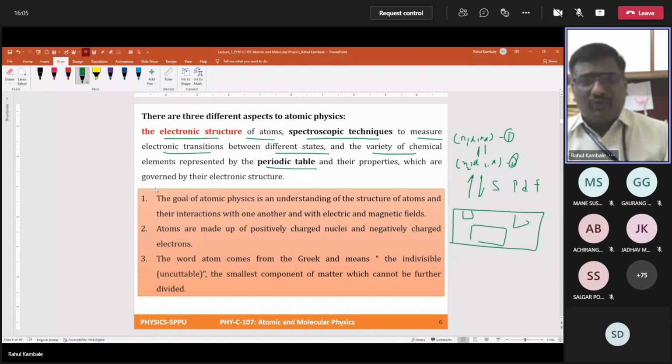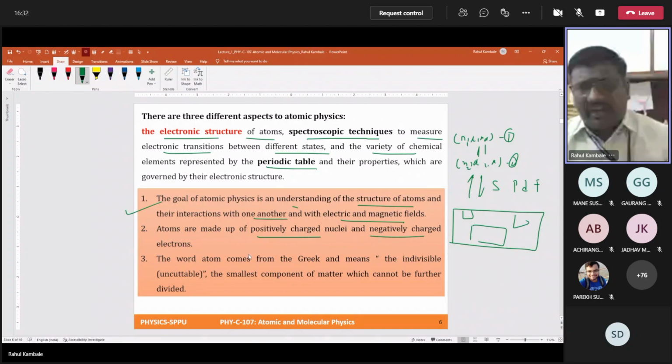What is the goal of atomic physics? Of course, it is understanding the structure of atoms and their interaction with one another. And as I mentioned in the introductory syllabus slide, how atoms respond to electric and magnetic fields. Now, what is the constituent of an atom? There are positively charged nuclei, then negatively charged electrons. Atom is a Greek word, atomos, meaning uncuttable, indivisible, the smallest component of matter which cannot be further divided.